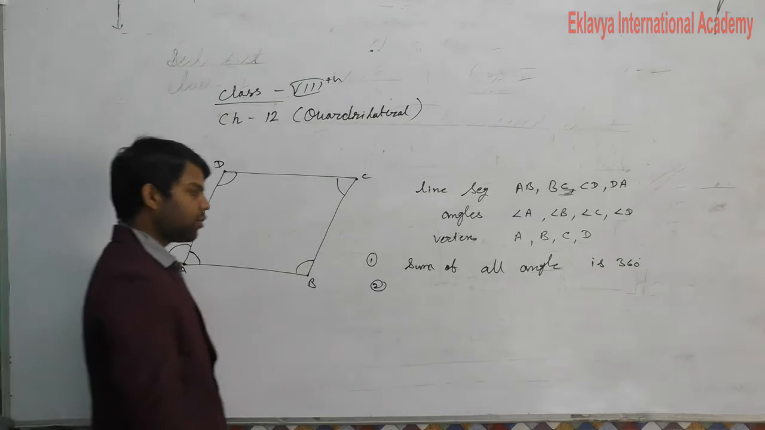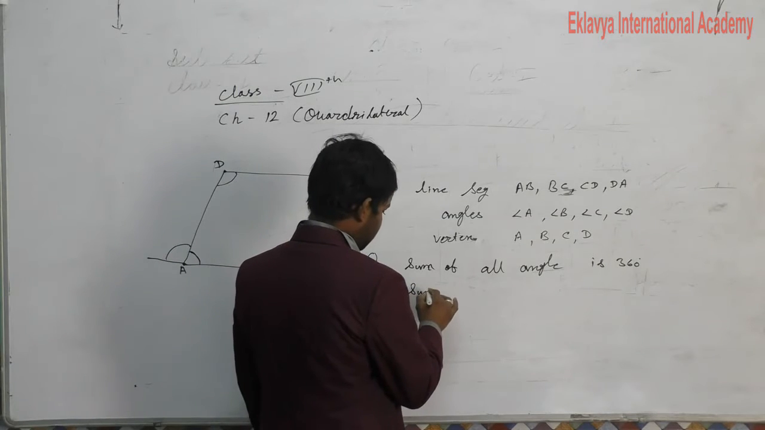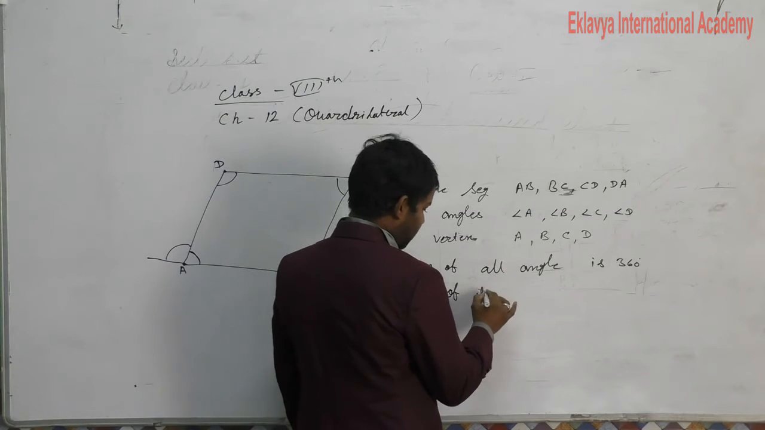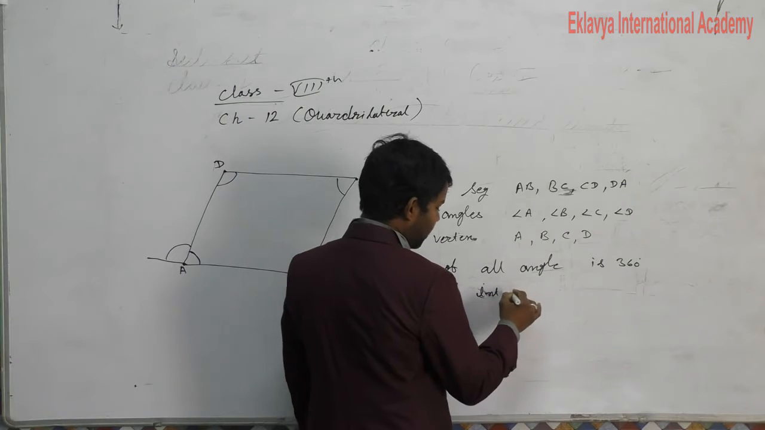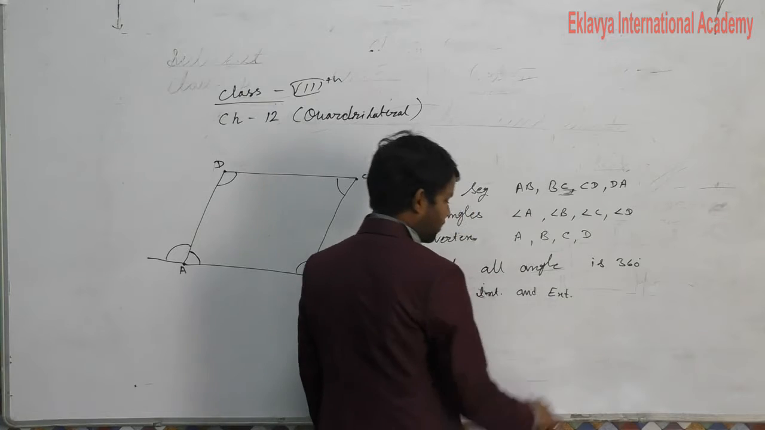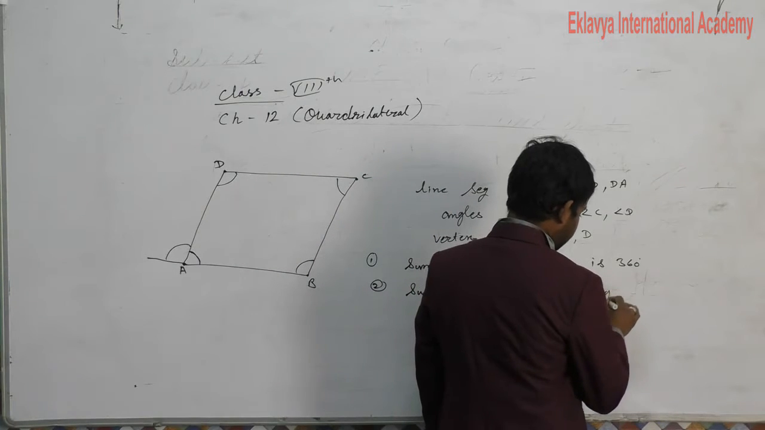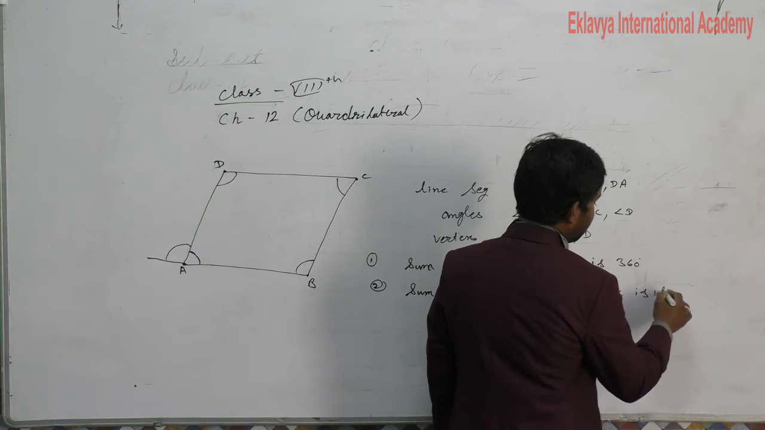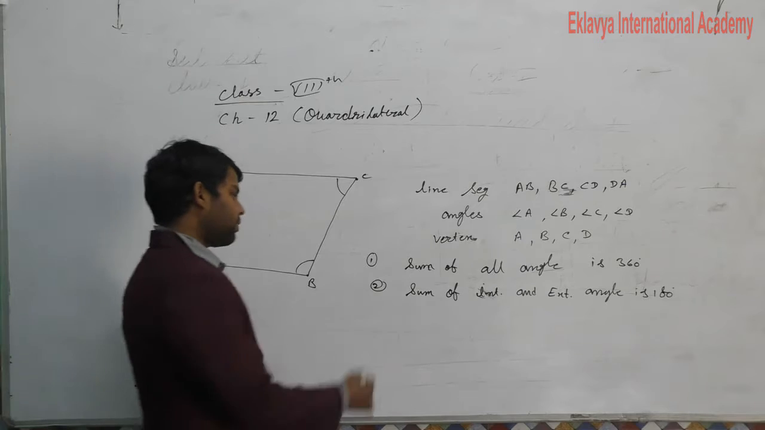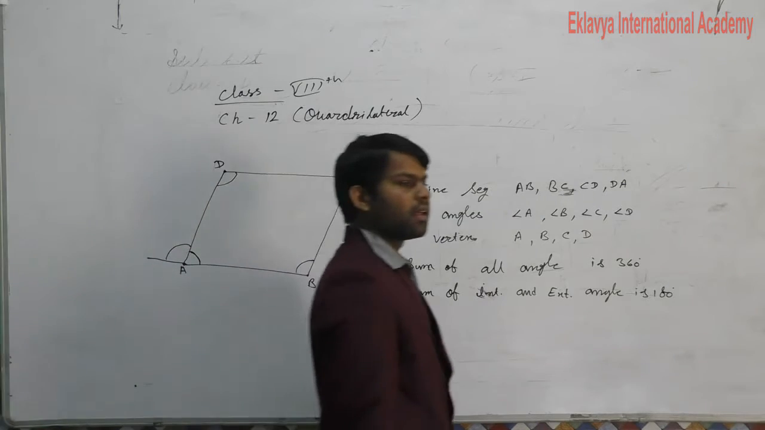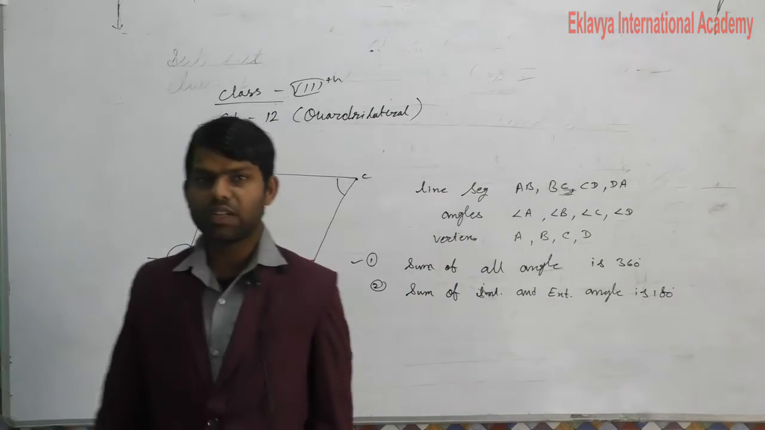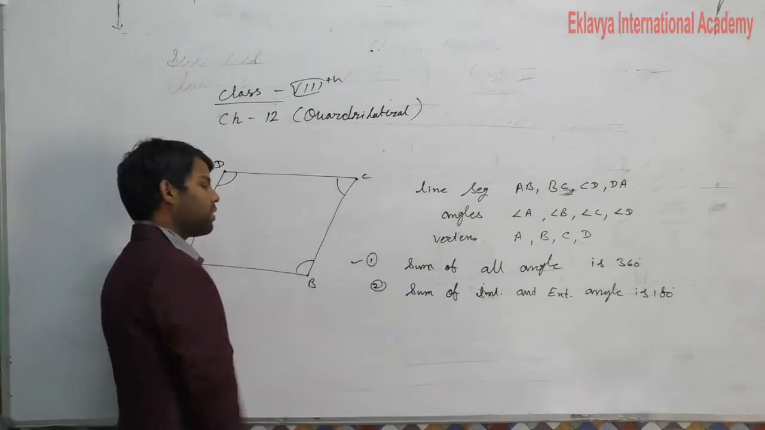then the sum of interior and exterior angle is 180 degrees. Mostly we use the first property in this chapter. Otherwise we can also say chapter 12 completely depends on this property.